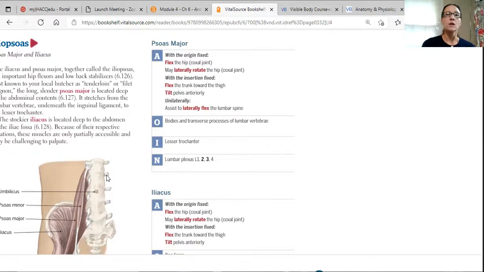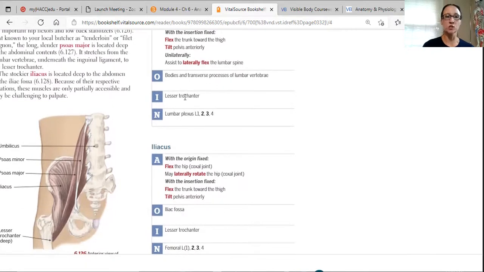So the origin is the bodies and the transverse processes of the lumbar vertebrae, and there are 5 of them. So you can see 1, 2, 3, 4, 5. That's not necessary to know, other than when you're talking about the bodies of, you're talking about all of them, and there are 5. The insertion then is the lesser trochanter of the femur.